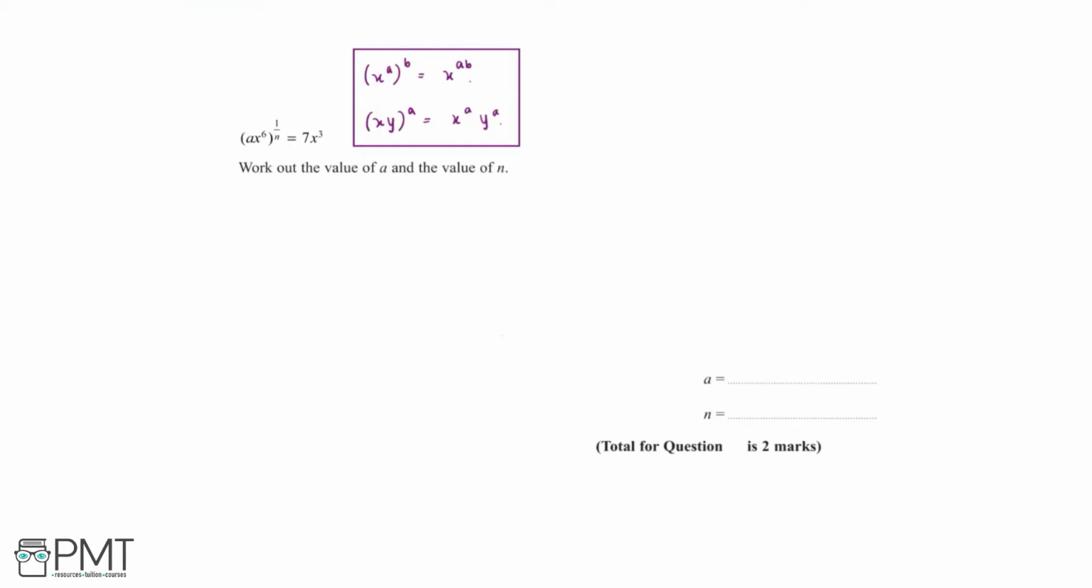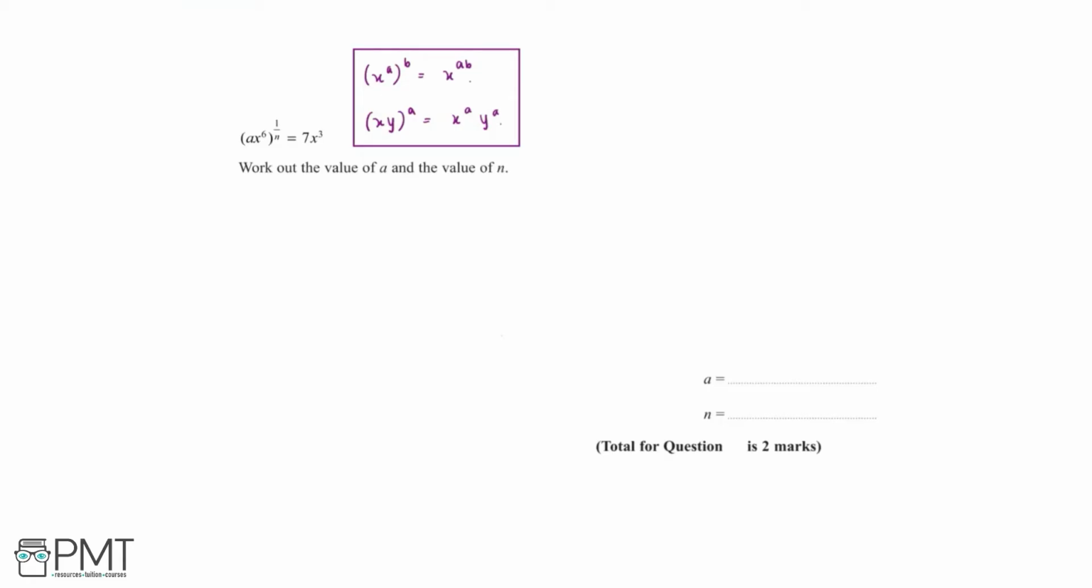Now the next rule is that xy, all to the power of a, is equivalent to x to the power of a multiplied by y to the power of a. For example, if we had xy, all to the power of 2, that's the same as saying x to the power of 2 multiplied by y to the power of 2. Well, now that we understand those, let's work out the value of a and the value of n.